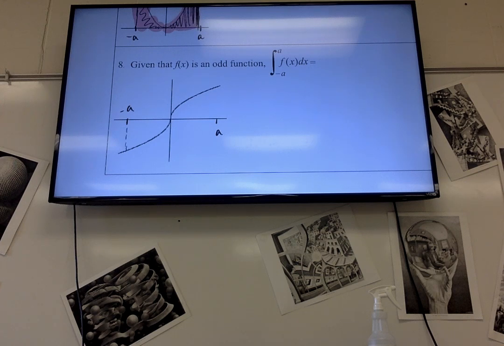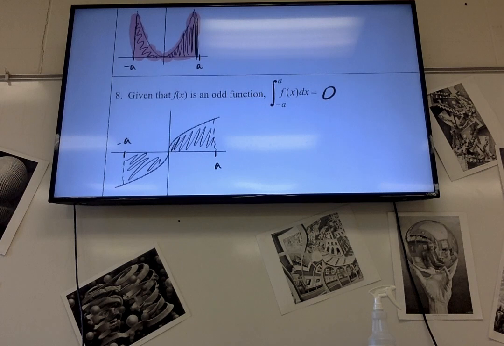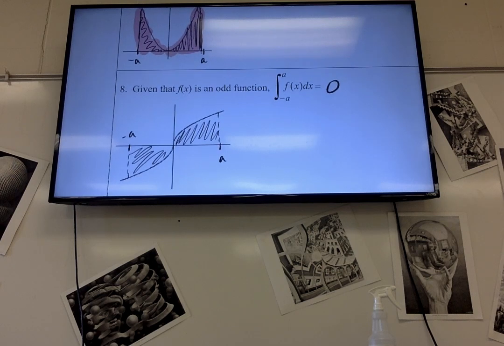Okay, what about this one? Is it the same thing? We just multiply by negative 2. No. It is 0. It is what? 0. Yeah, because you have the exact same amount above and below.